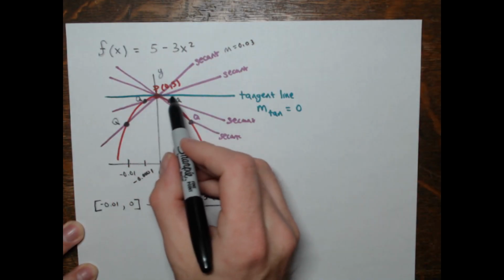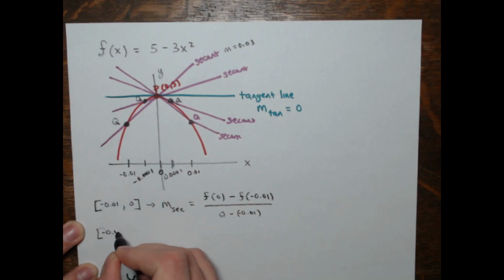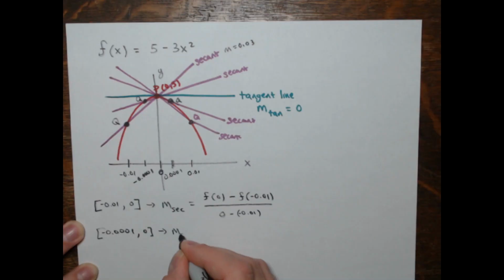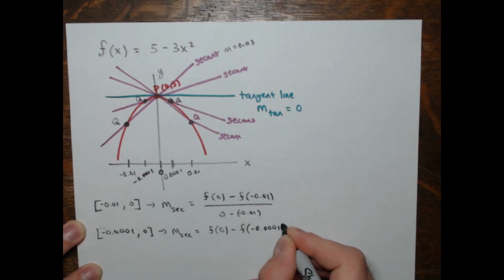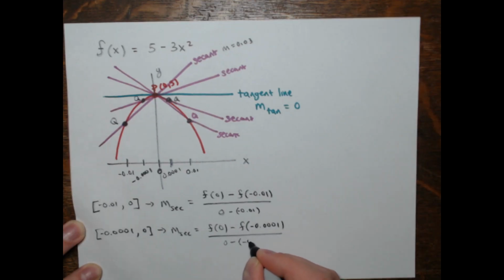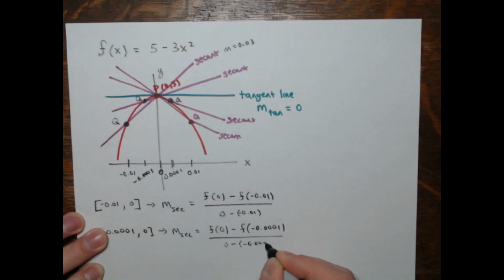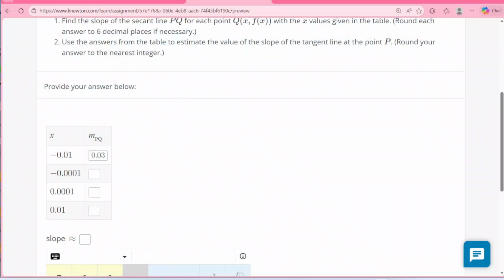And then this line, when I'm going from negative 0.0001 to 0. Right? So the slope of the secant line there, again, is the value of f at 0 minus the value of f at negative 0.0001 divided by, and then 0 minus negative 0.0001. All right, just change in output over change in input. So all I'm going to change in my calculator there is those values.